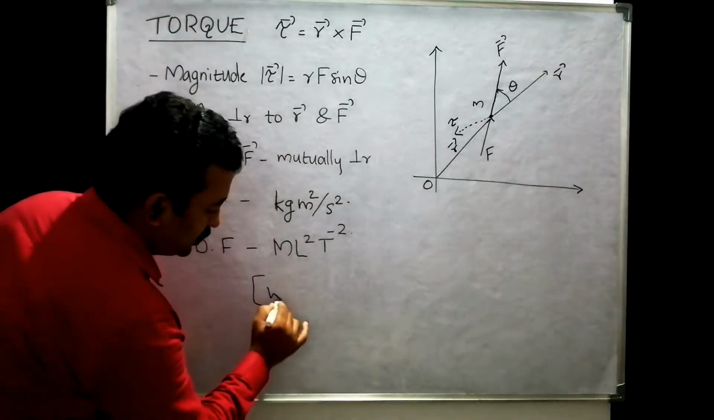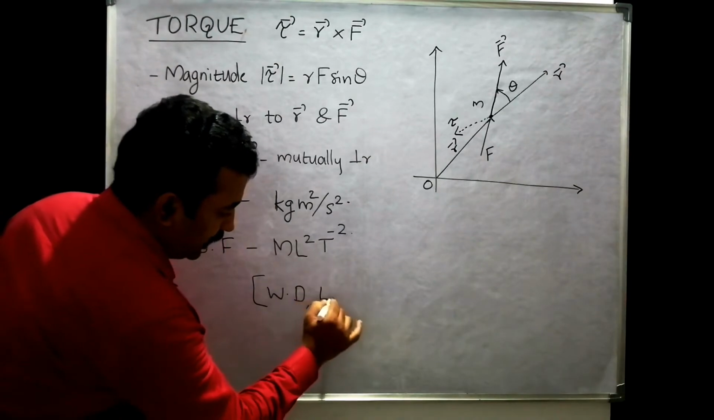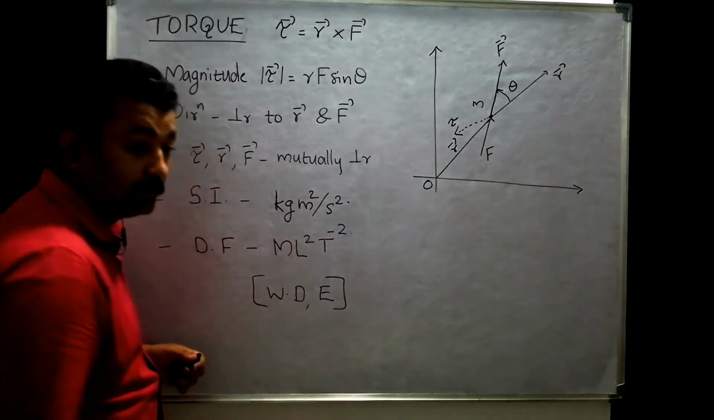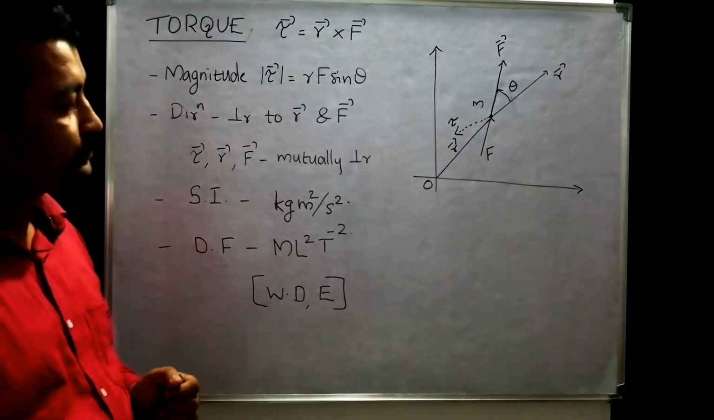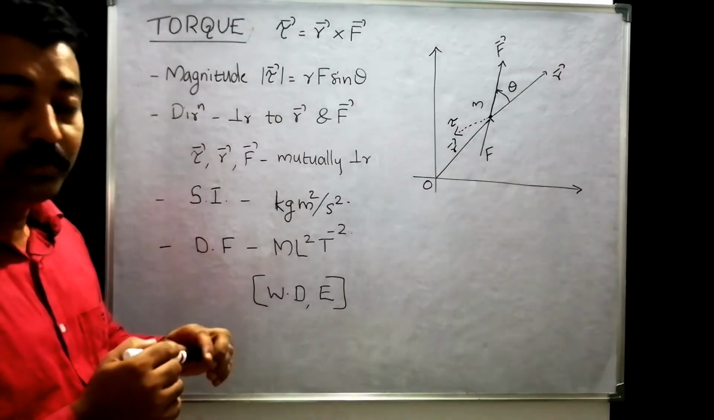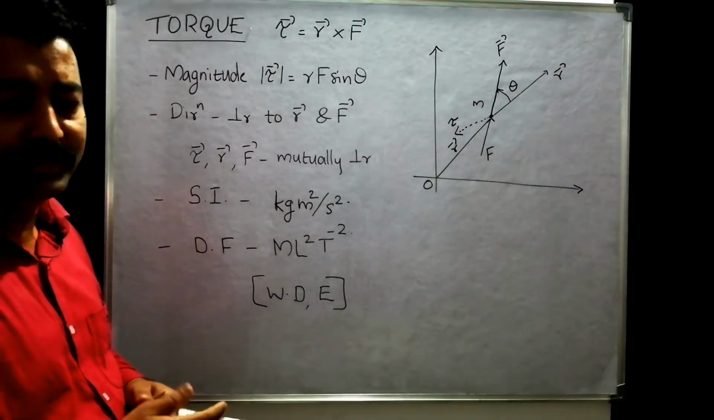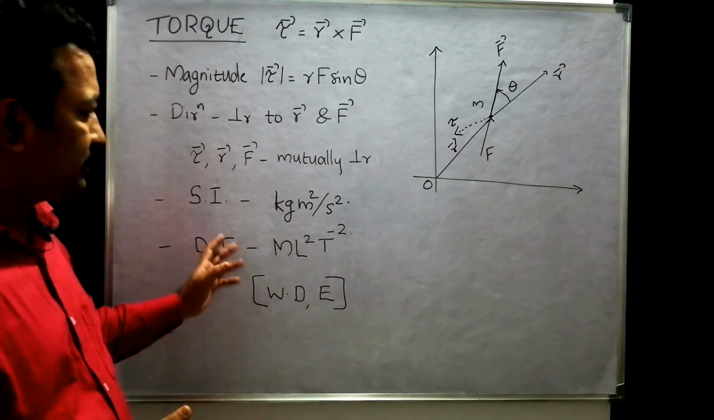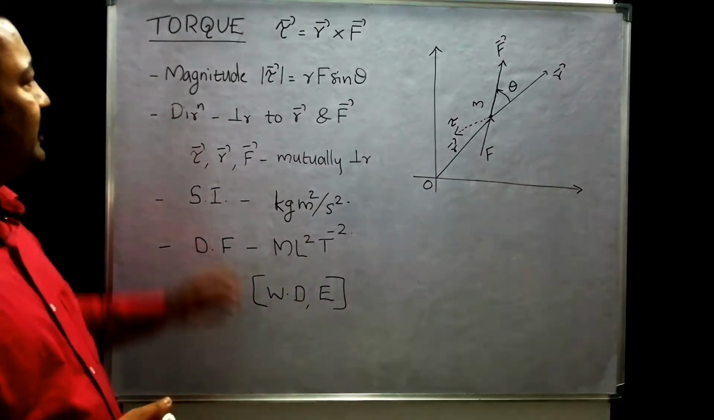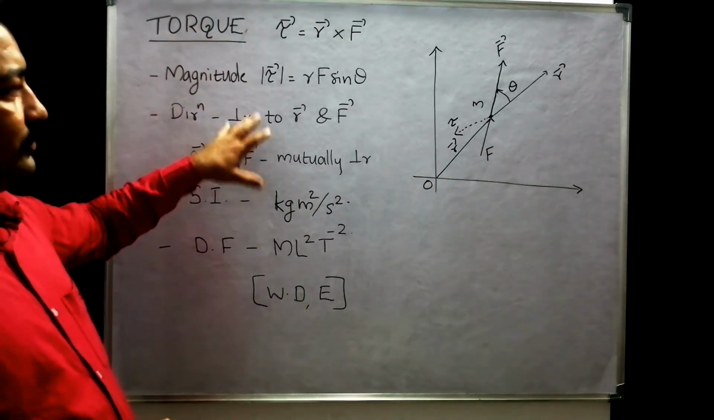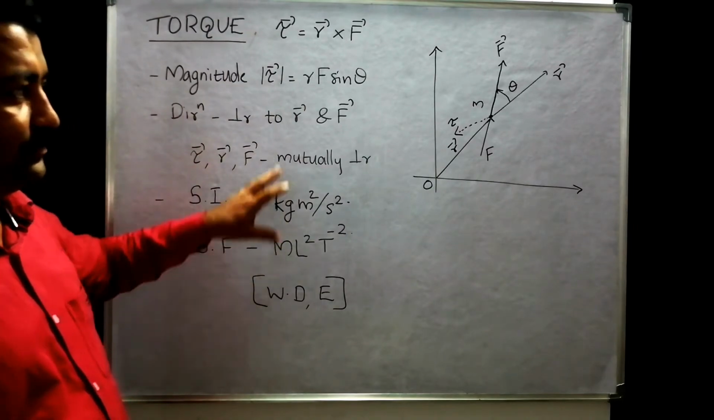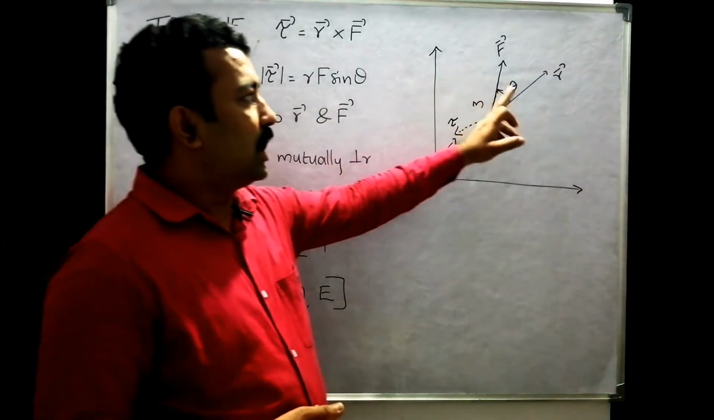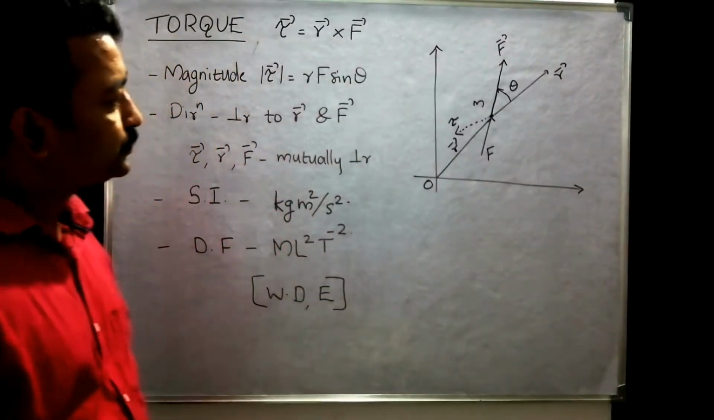You can see that M L square T raised to minus 2 is the same dimension as other quantities you know, like work done and energy, which have the same unit as this. That will be useful for certain kinds of questions related to dimensions. So we have got the expression for the torque, with all the mathematics based on the R vector and F vector.